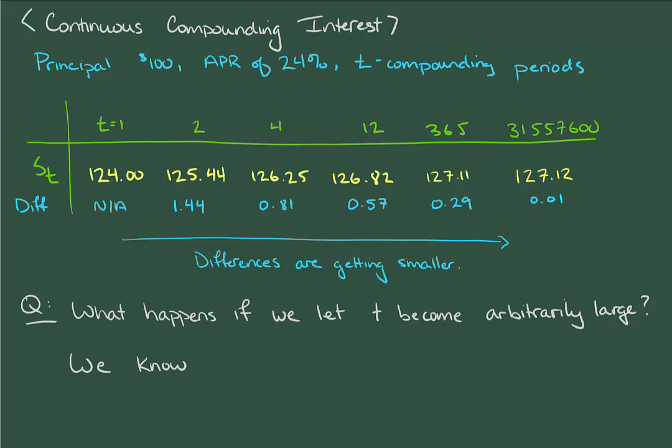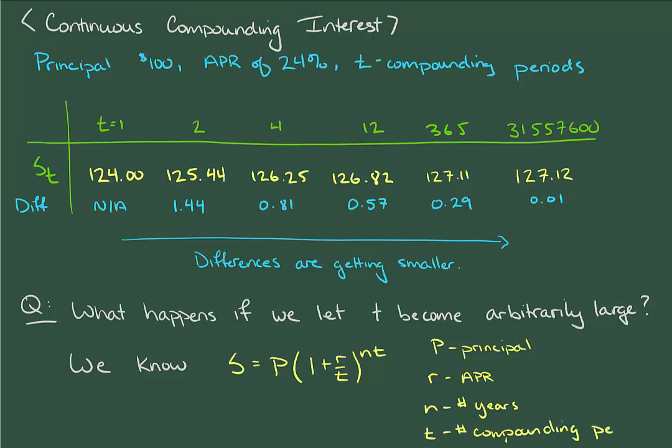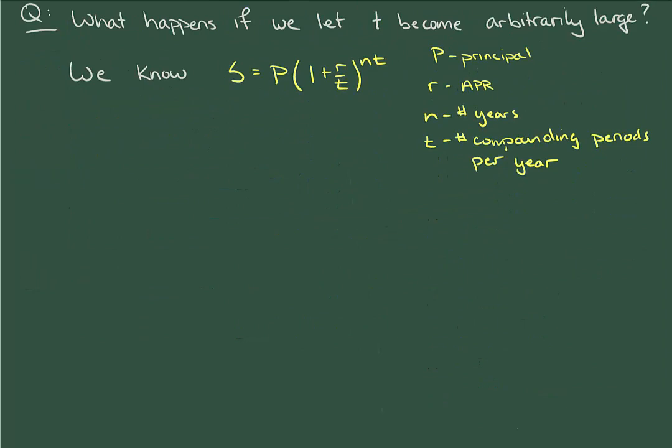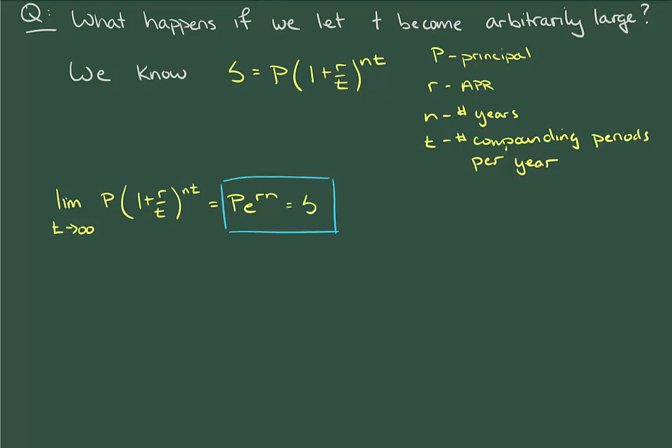Well, we know the formula for the future value when we compound using annual percentage rates. Remember, here P is the principal, R is the interest, N is the number of years that have passed, and T is the compounding frequency. So to let T become arbitrarily large, we write this as a limit. Now, we don't know what this means yet, so you'll have to put some faith in what I've written. We also don't know how to evaluate it, but it turns out that the answer involves the natural exponential. This is the future value of continuously compounding interest.